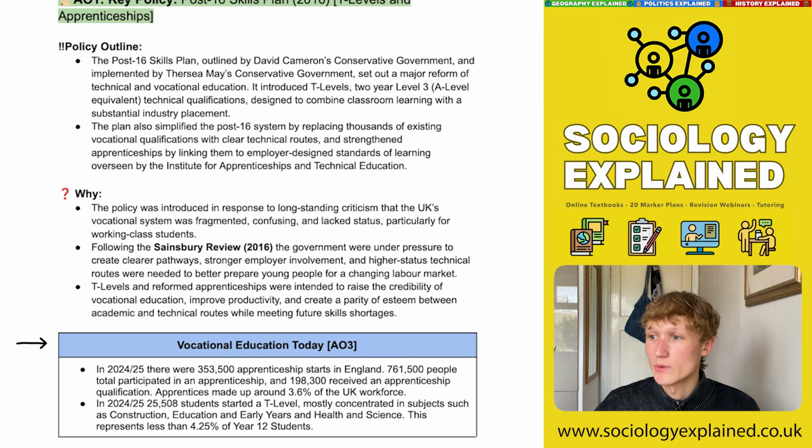So 2024 to 2025, there were over 300,000 apprenticeship starts in England and over 700,000 people participated in apprenticeships. Apprenticeships made up around 3% of the workforce totally. And they're particularly focused in jobs like construction, education, early years education, health and science.